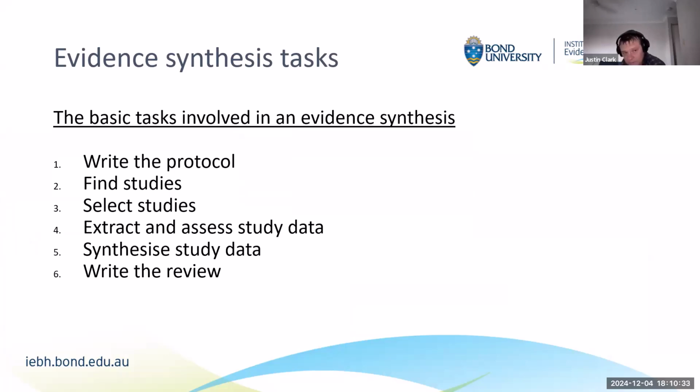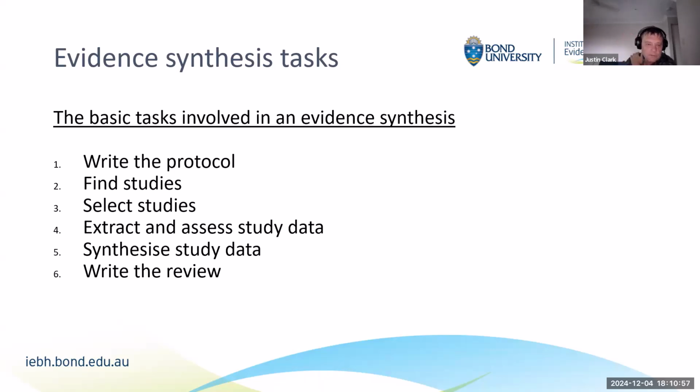You've got to write a protocol. You have to find some studies, normally with a search. You have to select those studies by screening them manually, generally 2 people. Extract and assess the study data. Again, manually still, despite what some AI tools might say, for the most part, it's still manually. Synthesize that either in a meta-analysis or narratively by summarizing it, and then you've got to write your review.